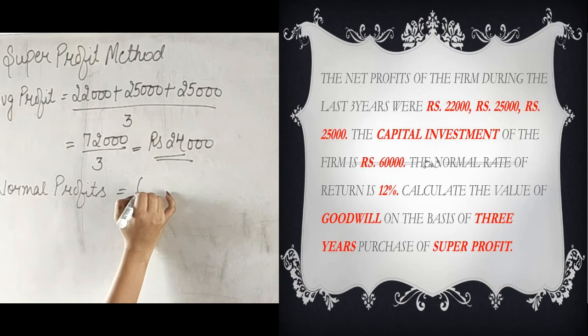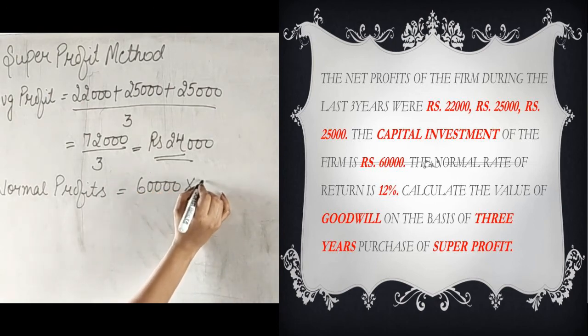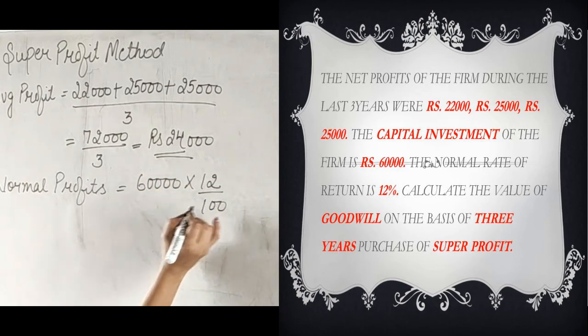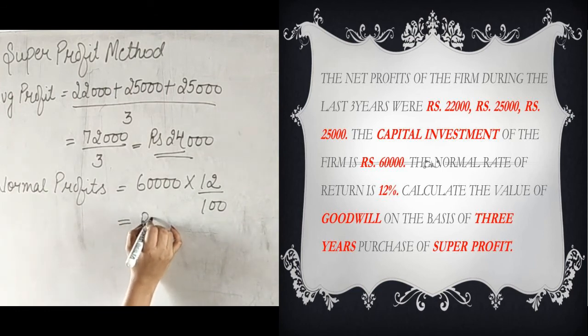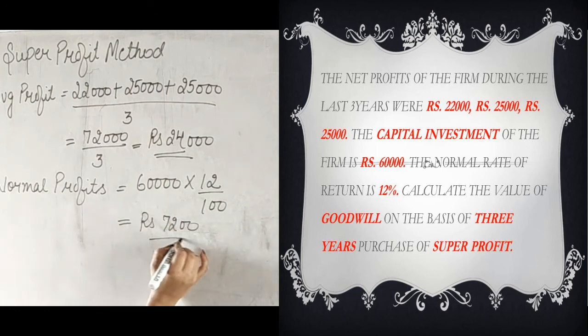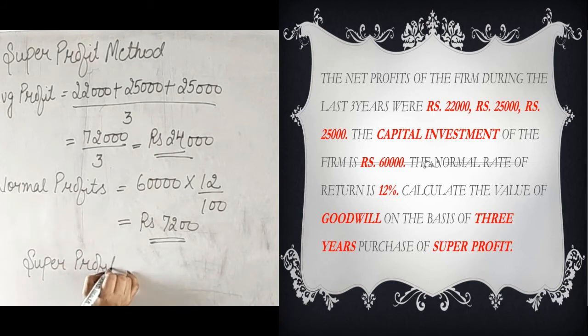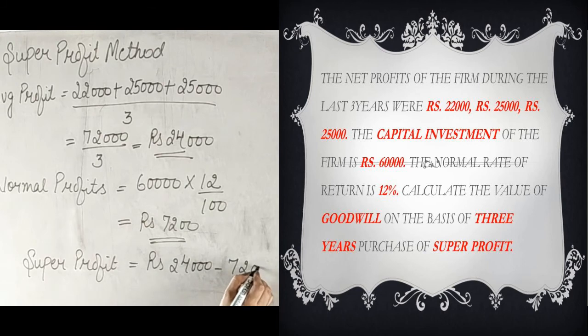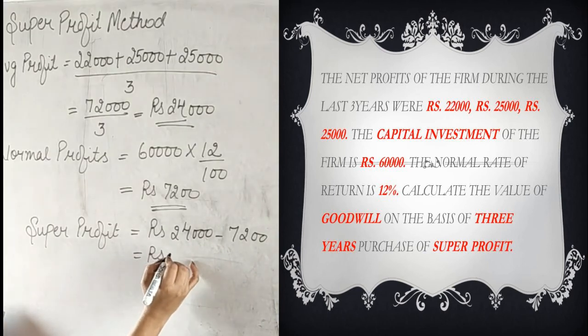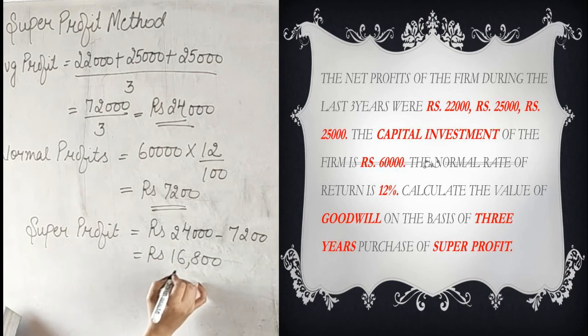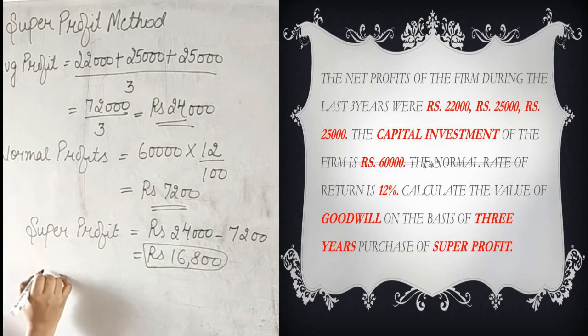The next step is calculate the normal profit, which is equal to average capital employed multiplied by rate of return. Average capital employed is 60,000 multiplied by 12%. The answer is 7,200. Now the third step is calculate the super profit. Super profit is equal to actual profit minus normal profit. Actual profit is rupees 24,000 minus normal profit 7,200. The super profit of the question is rupees 16,800.